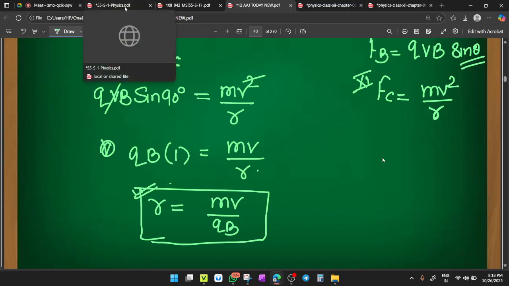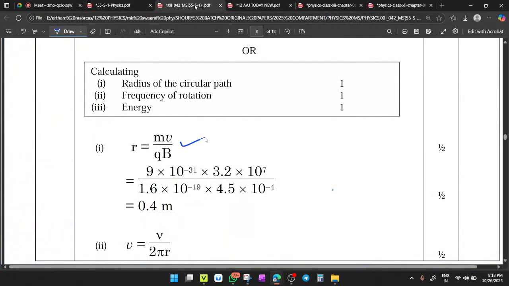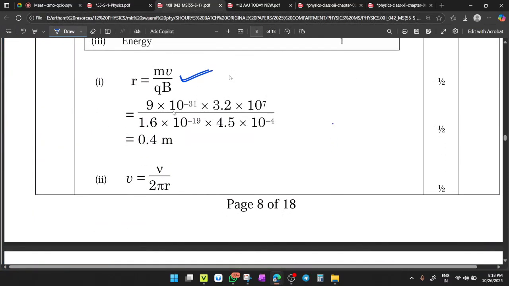Now apply this formula, guys. You apply this formula, r equals mv by qb. Place the value of mass here, the velocity here. This is q and this is b.